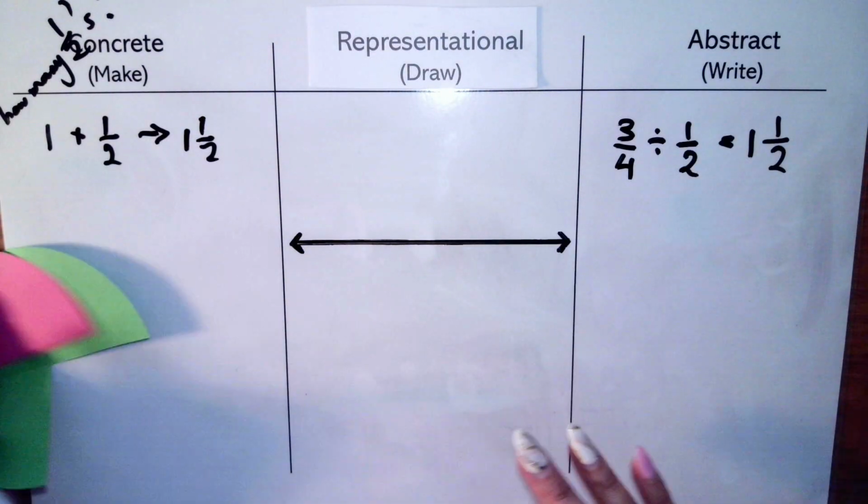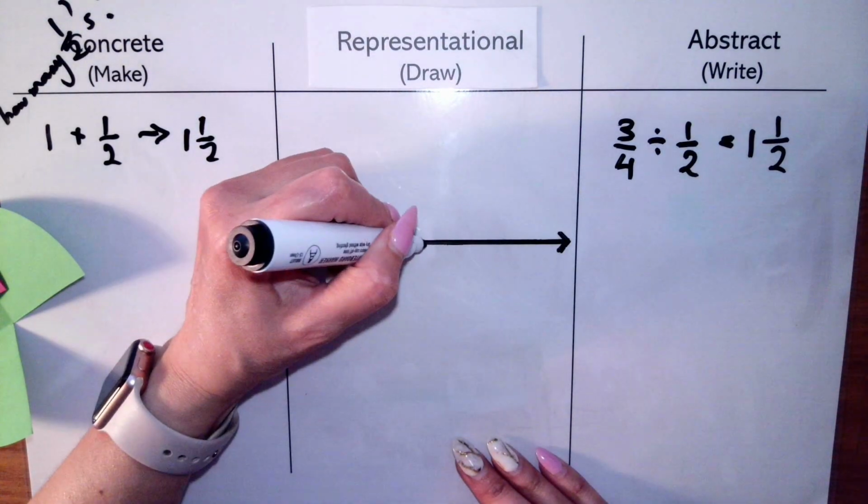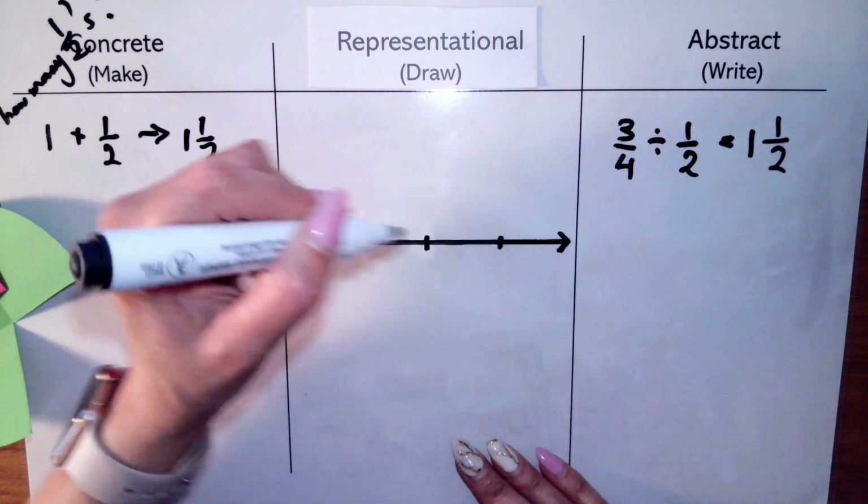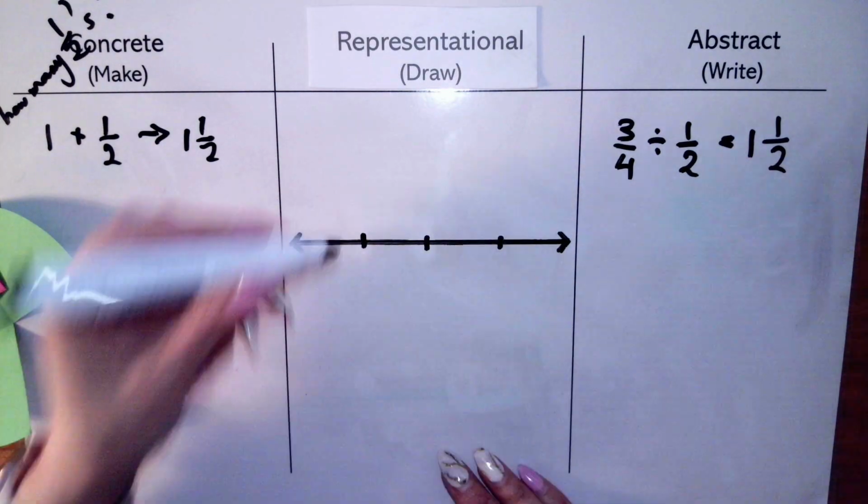So how do we represent that on a number line? Again, we start with our first fraction on our number line.